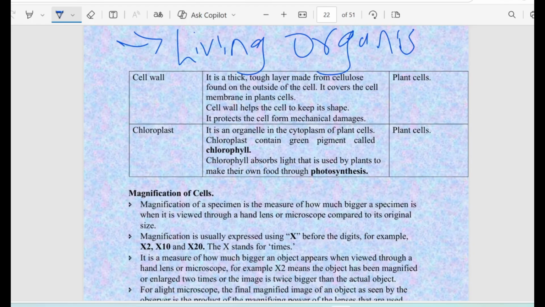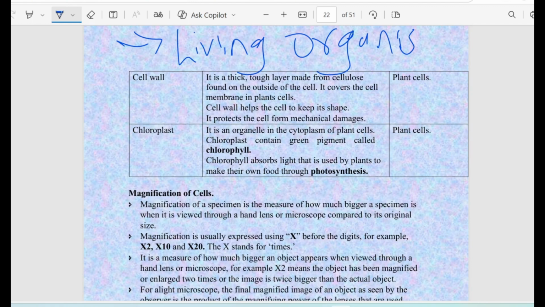Then we have the chloroplast. It's an organelle in the cytoplasm of plant cells. Chloroplasts contain green pigment called chlorophyll. Chlorophyll absorbs the light that is used by plants to make their own food through photosynthesis. So this chloroplast is the one that contains the green pigment known as chlorophyll. And this chlorophyll is the one that absorbs the light energy from the sun, enabling the plant to make its own food through the process known as photosynthesis.